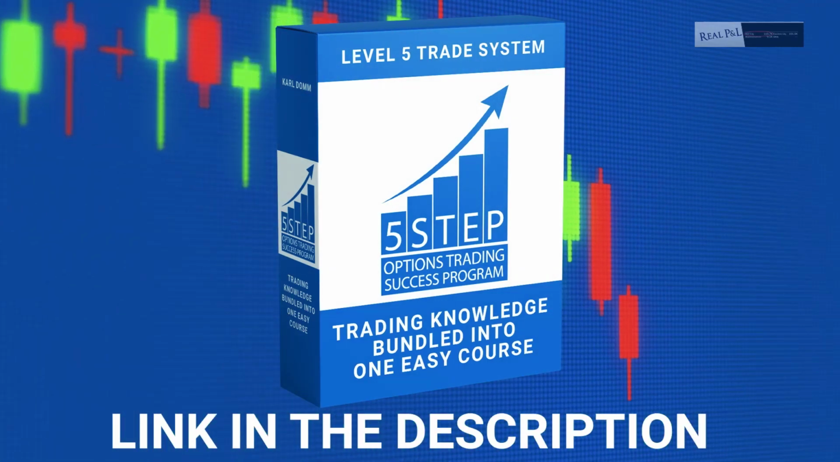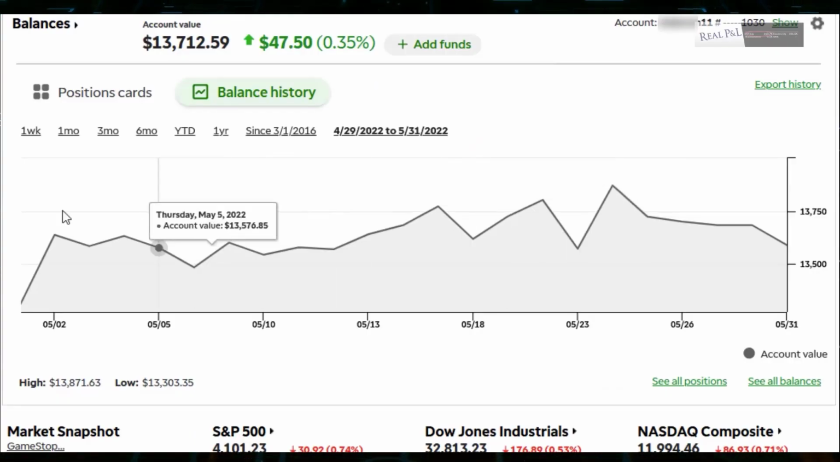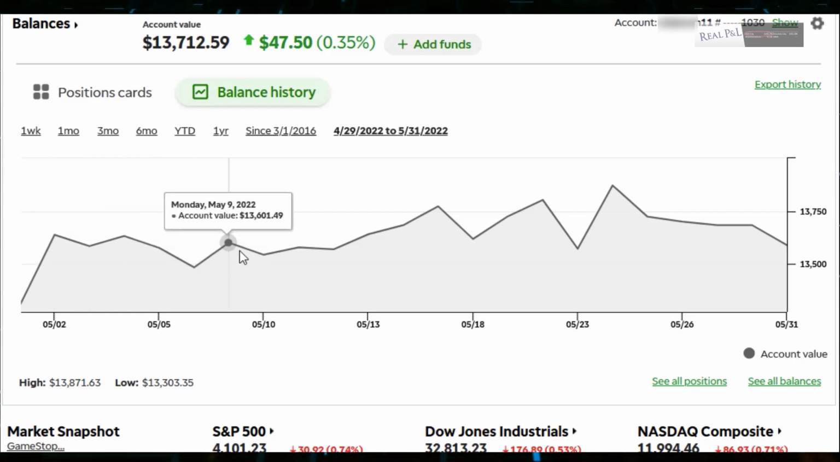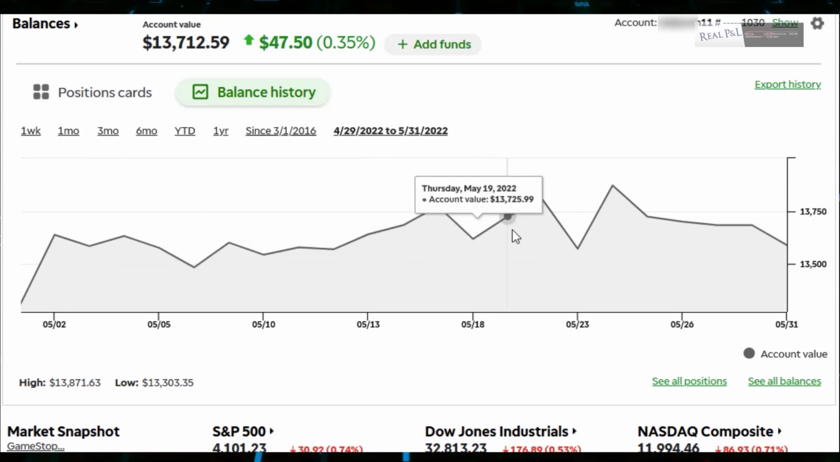Okay, looking at the 5-step account, we can see we had an original balance of 13,806. That's the ending balance of last month. And you can see that there's not a lot of volatility here in this account. The low went to 13,303.